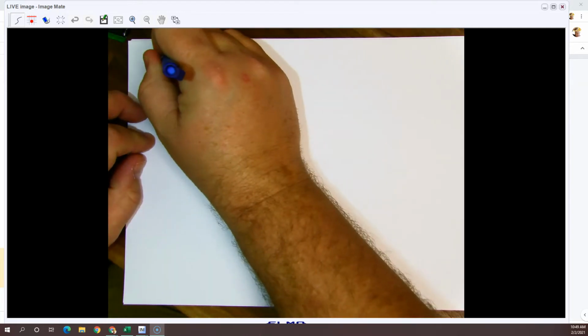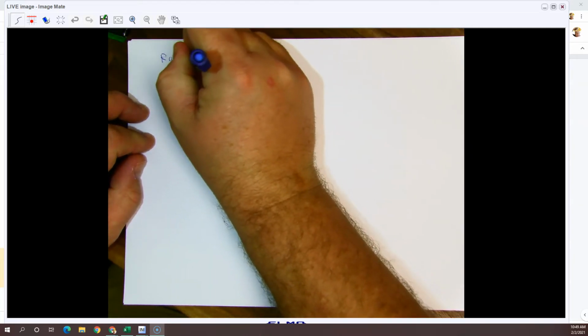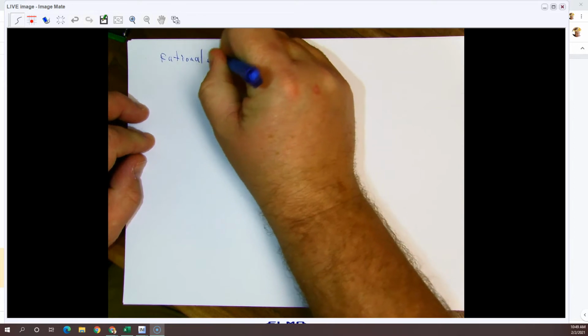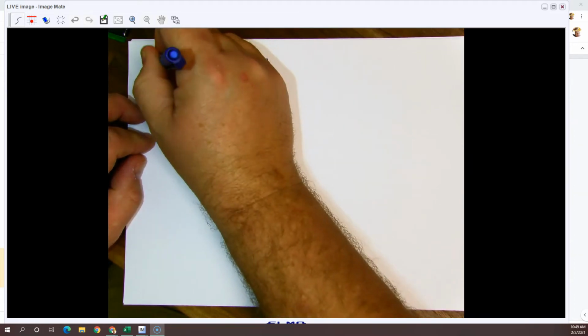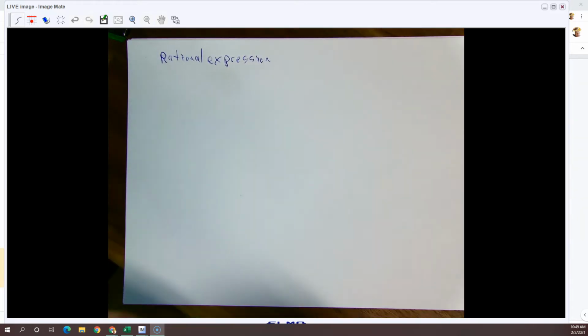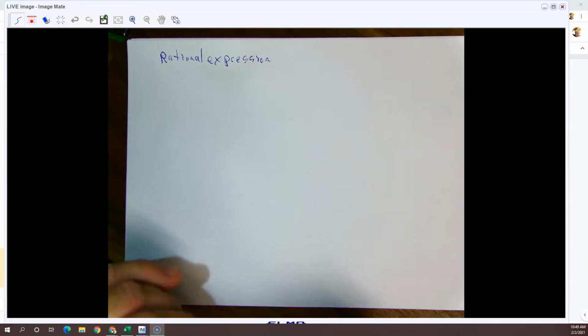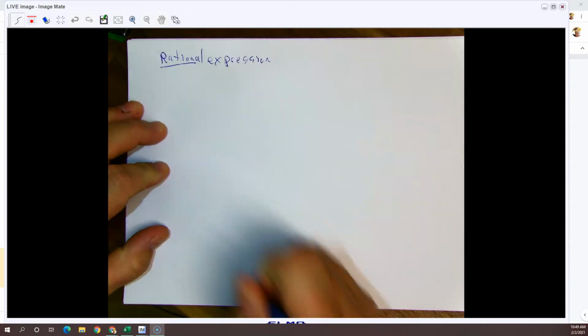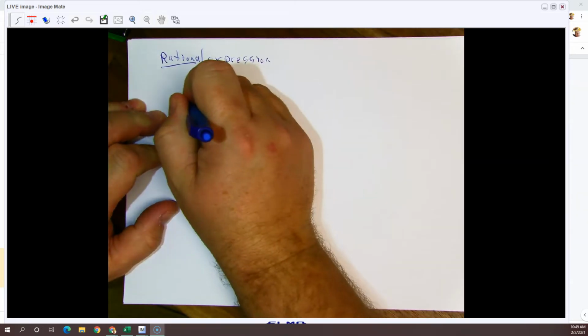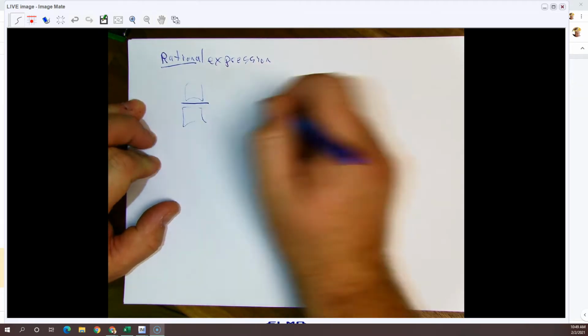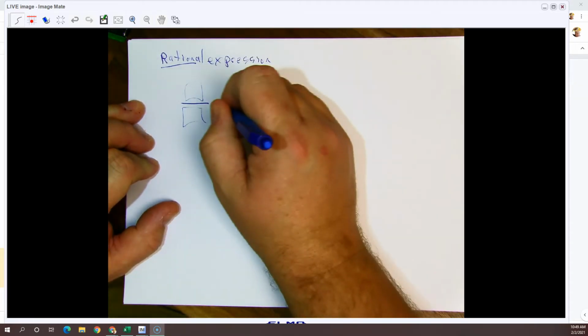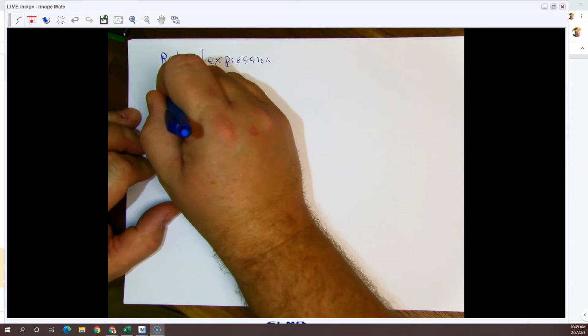Okay, so we're going to be talking about rational expressions. Now, the whole point to a rational expression is there is no equal sign. But the other component to a rational expression is the fact that it is a ratio. So anytime I have something on the top, something on the bottom, it is a ratio.